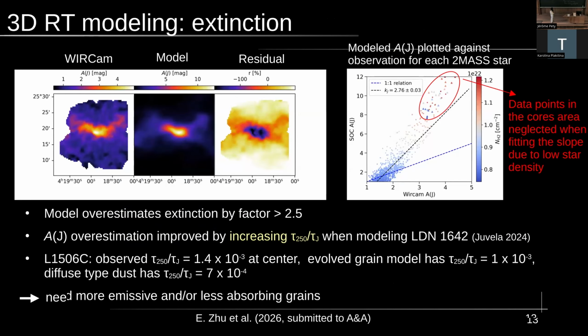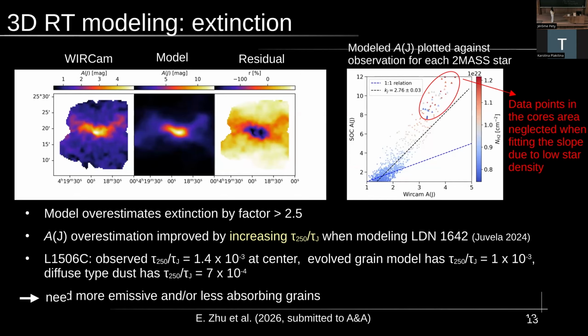Here you can see the modeled extinction results compared with observation from RealCam. Here on the right, I plot the modeled J-band extinction against the RealCam observation for each 2MASS star that was used to calculate the observations. And because the 2MASS star density in the core center decreases, the RealCam observed map might not be accurate. So when I fit the slope to my data points, I exclude these data points in the core centers.